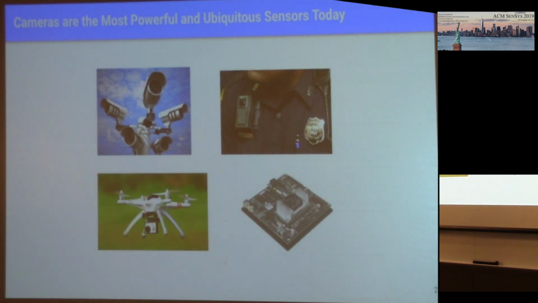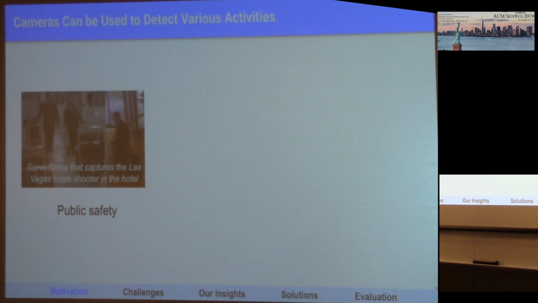Let's get started. Today the camera has become the most powerful and most ubiquitous sensor everywhere. They could be fixed, they could be on someone's body, they could be on a drone, and they could be equipped with a GPU on set. And these camera feeds can capture many meaningful activities.